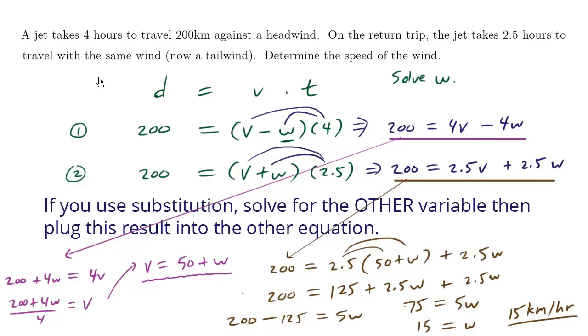So the key for this question is to remember this idea of resistance, wind, and how we're going to set up this equation, d equals vt, where you're going to put brackets around the velocity, where we're going to add and subtract that resistance, that wind.